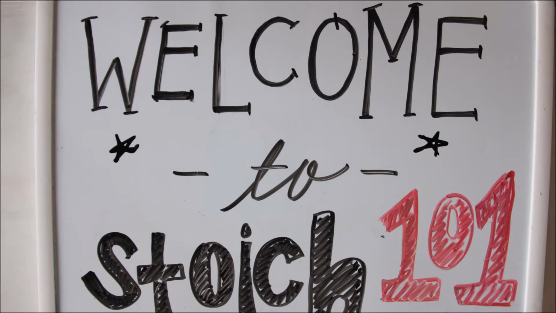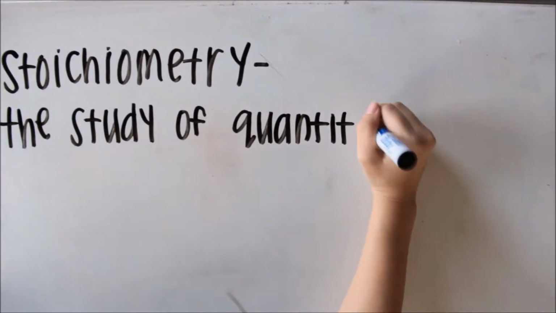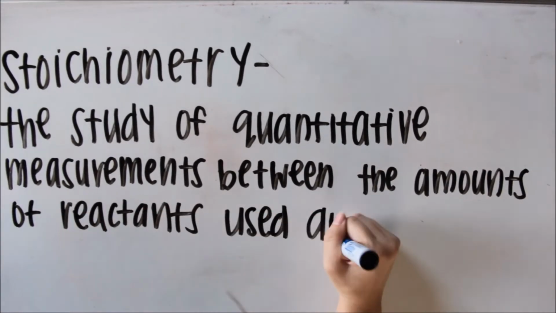You must be wondering, what is stoichiometry? Well, today we'll be discussing what stoichiometry is and provide simple and advanced examples of stoichiometry. Stoichiometry is the study of quantitative measurements between the amounts of reactants used and the products formed in a chemical reaction.